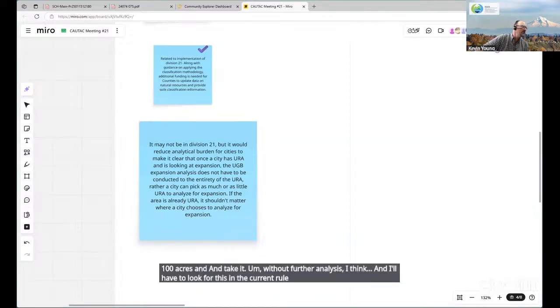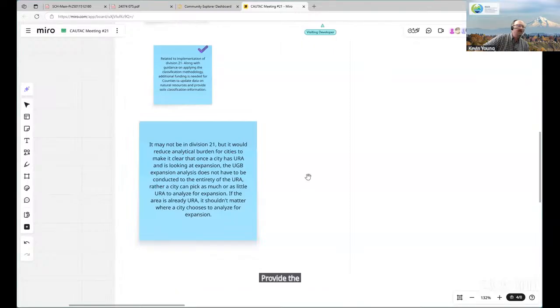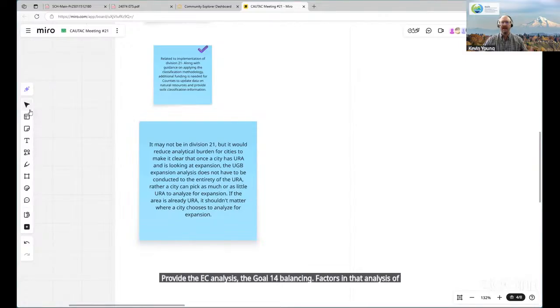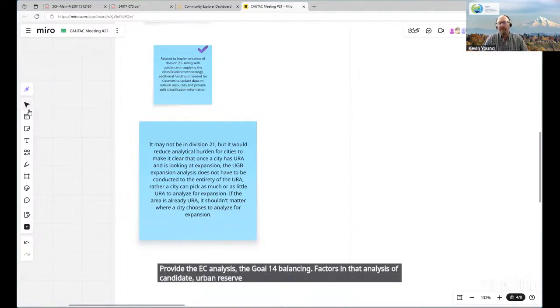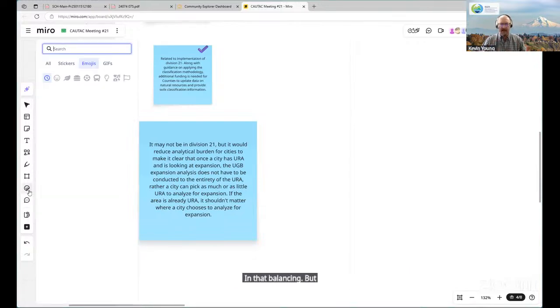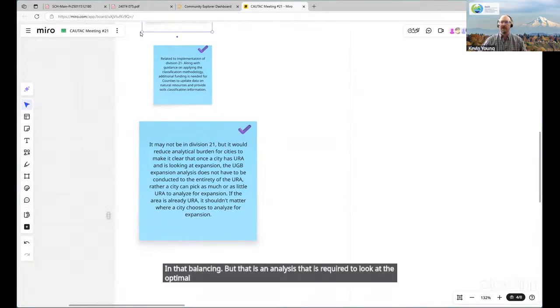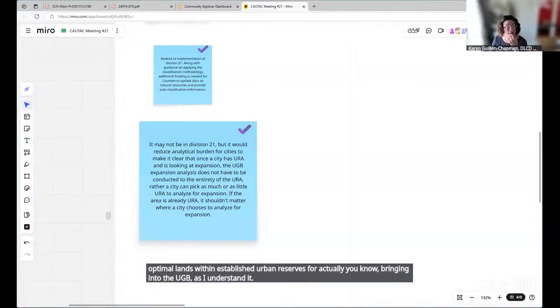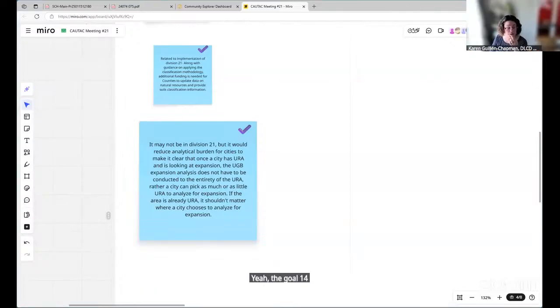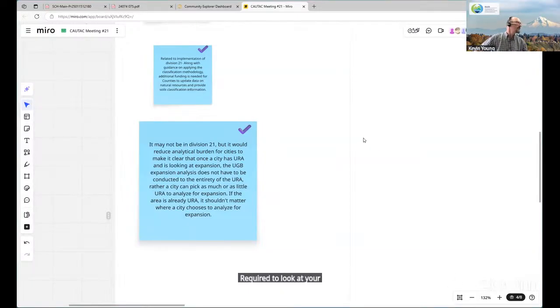I think the current rules provide the EC analysis, the Goal 14 balancing factors in that analysis of candidate urban reserve areas. So there is a fair bit of local discretion in that balancing, but that is an analysis that is required to look at the optimal lands within established urban reserves for bringing into the UGB, as I understand it. Yeah, the Goal 14, I think it was section 30, subsection 2. Thank you. To look at your Goal 14 locational factors.